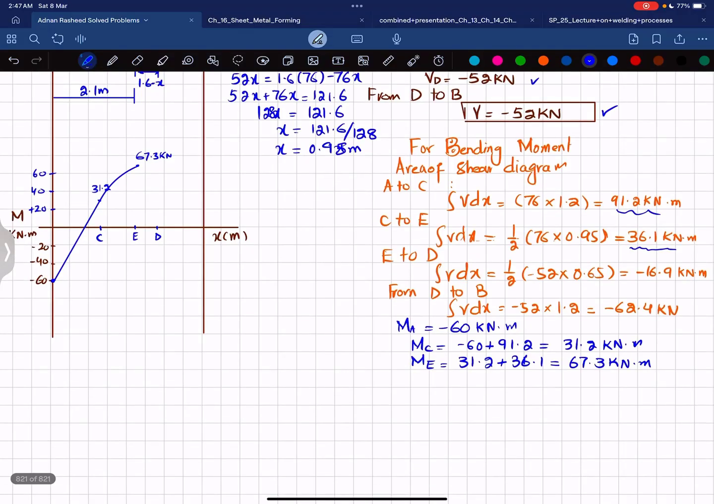Now the bending moment at point D will be equal to the bending moment at point E. Why at point E? Because you can see at point E this is the bending moment. So at point D it will be equal to 67.